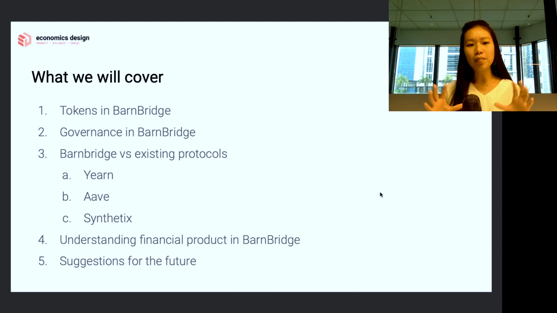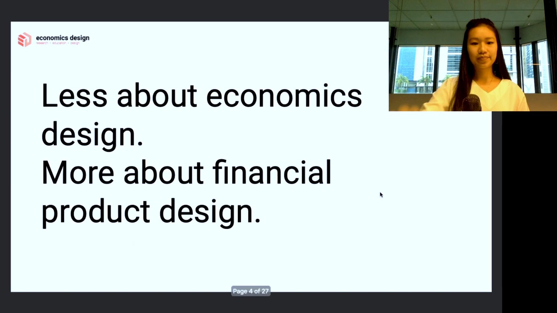Today I want to talk a little bit more about BarnBridge. So we're going to cover 5 things. 1, the tokens in BarnBridge. 2, the governance in BarnBridge. 3, BarnBridge versus existing protocols so you understand the difference. 4, understanding the financial product in BarnBridge. And 5, suggestions for the future.